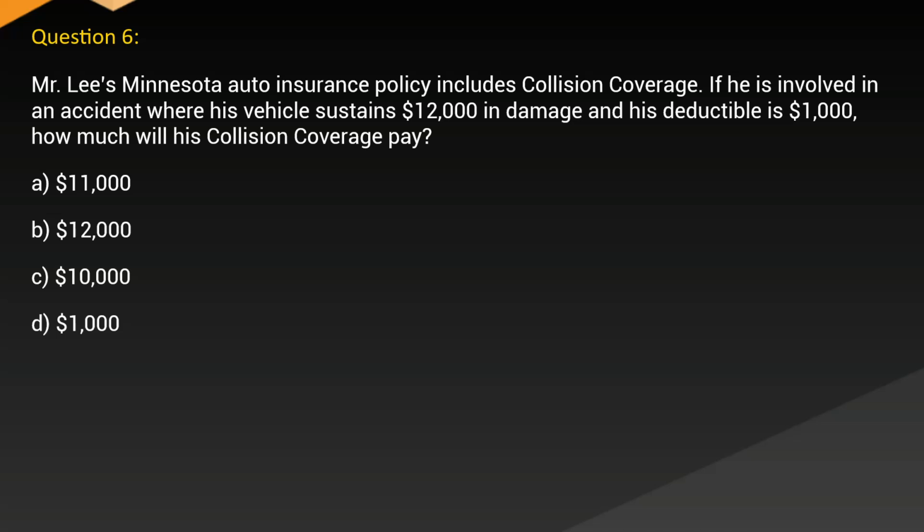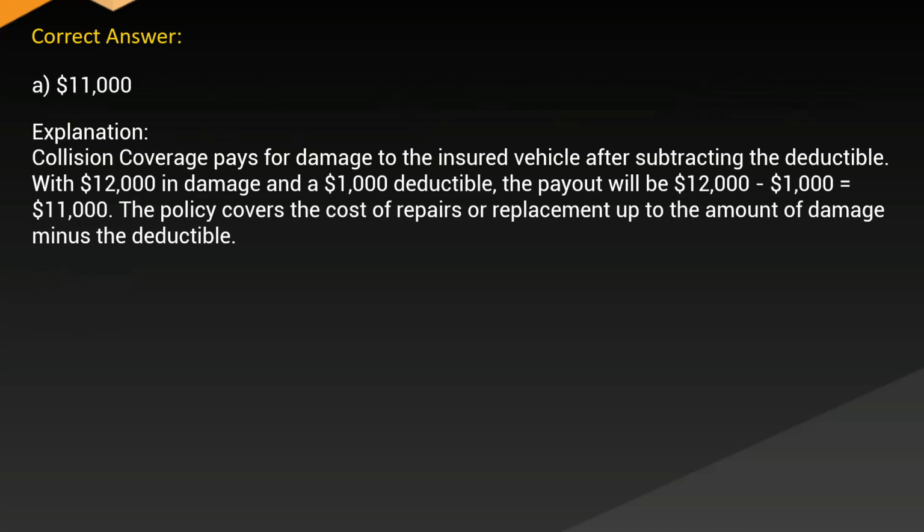Correct answer. A. $11,000. Explanation. Collision coverage pays for damage to the insured vehicle after subtracting the deductible. With $12,000 in damage and a $1,000 deductible, the payout will be $12,000 minus $1,000, which equals $11,000. The policy covers the cost of repairs or replacement up to the amount of damage minus the deductible.